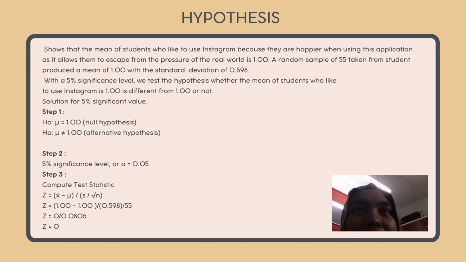Step 1, you need to identify the null hypothesis and the alternative hypothesis. Since the mean is 1, we get the null hypothesis as 1. Since we need to differentiate between the null hypothesis and the alternative hypothesis, the alternative hypothesis is not equal to 1. Step 2, since it is stated that the significance level here is 5%, we get the significance level as 5%, or you can use 0.05. And step 3, you can compute the test statistic using this formula: the sample mean minus the null hypothesis mean, divided by the standard deviation divided by the square root of the sample size, and you will get 0 divided by 0.0806.